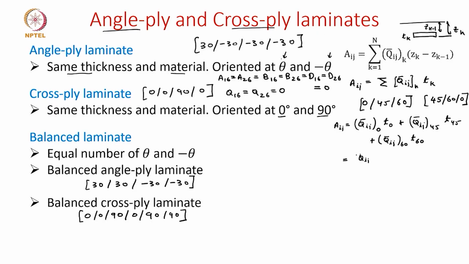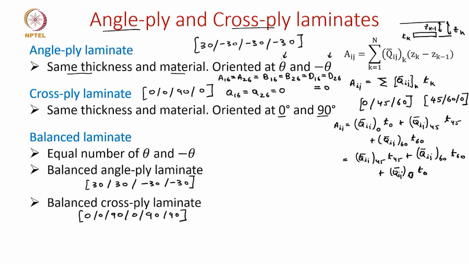So Qij bar for 45 times the thickness of 45, plus Qij bar for 60 times the thickness of 60, plus Qij bar for 0 times the thickness of 0. So we notice that this Aij is written as a sum of three terms, and for both laminates these three terms are the same. The only difference is that the sequence of the terms has changed.